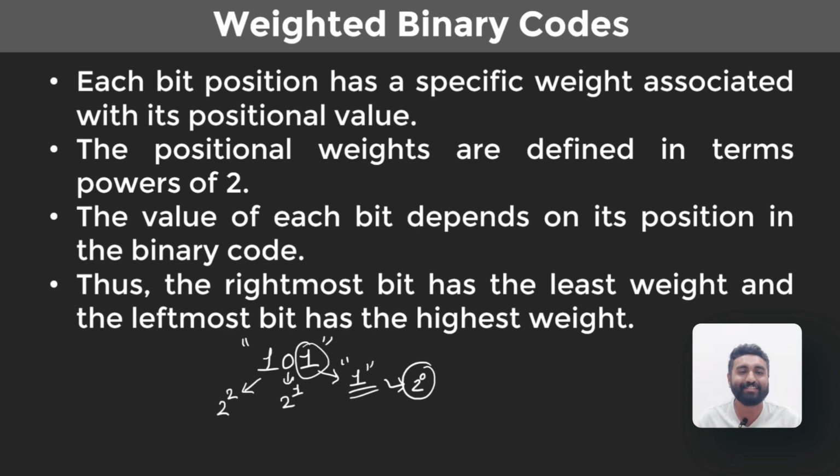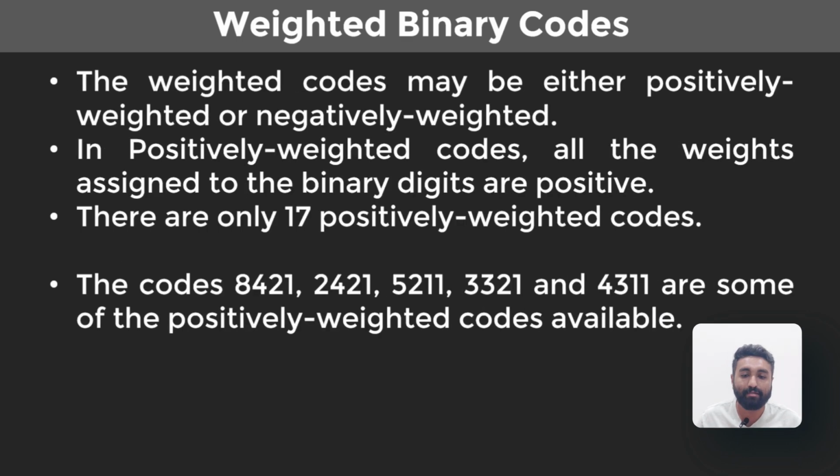Now the last sentence is a very important statement. It says that the rightmost bit has the least weight. So here is our rightmost bit, and this will have the least weight, and that is what we call LSB, the least significant bit, because its value is very less in terms of all the other positional bits. Similarly, the leftmost bit will have the highest value, and that is what we call MSB. So this is all about the weighted binary code.